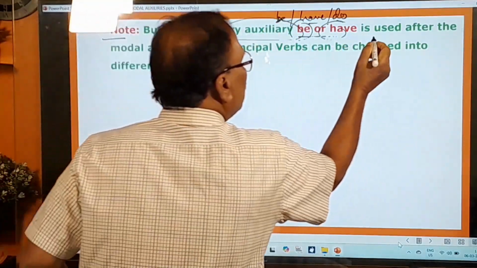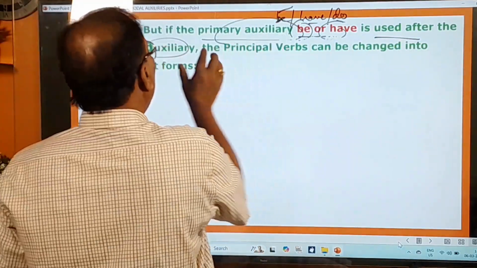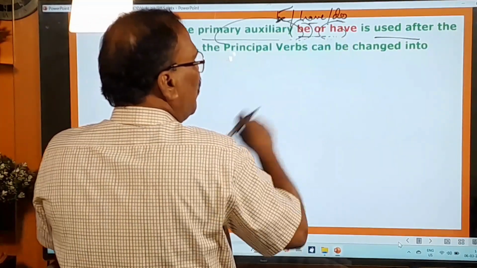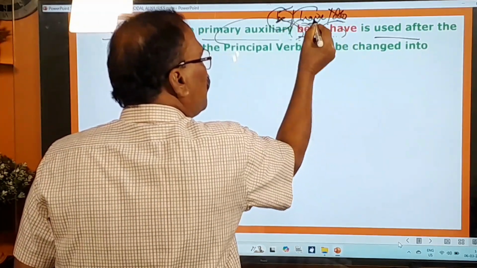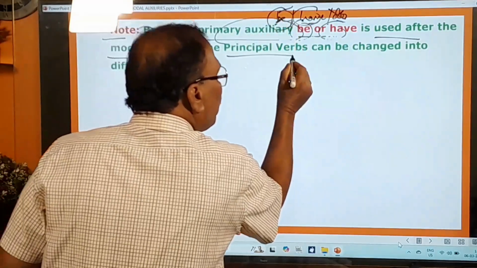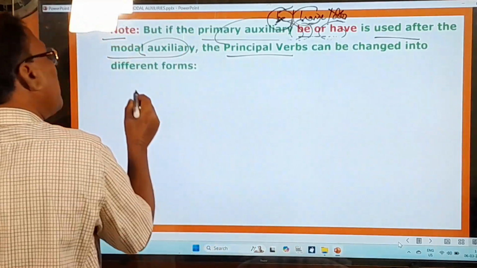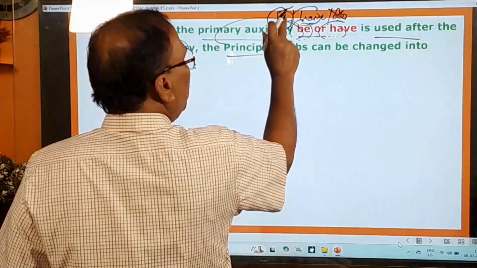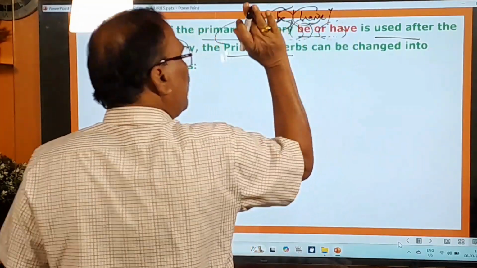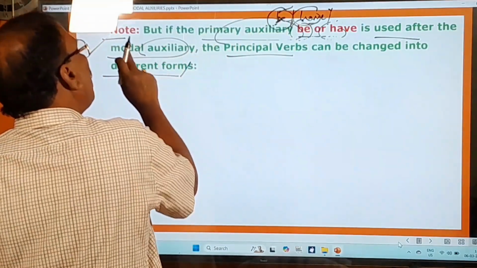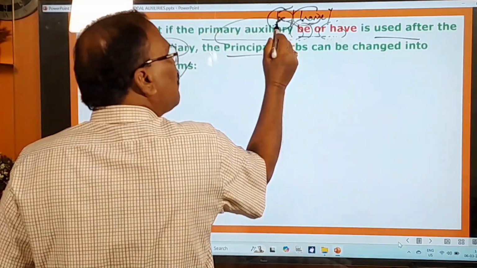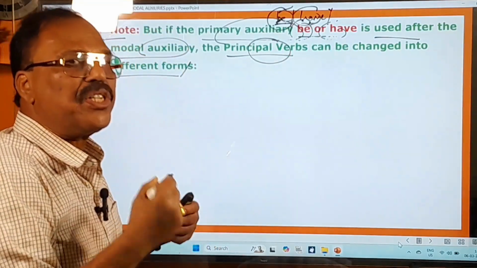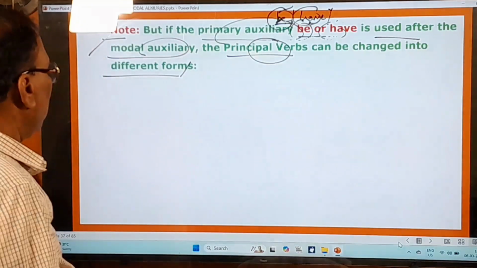So if the primary auxiliary is used after the modal auxiliary, if these modal auxiliaries are used with be form or have, okay, what happens? Not with this one, not with this one. If they are used with these two primary auxiliaries, then the principal verb, that means the main verb, can be changed into different forms. This point you have to understand. So here primary auxiliaries means be, have, do, but here we are not concerned with this do. Okay, and here whenever the modal auxiliaries are used with these primary auxiliaries like be and have, this main verb or the principal verb can be changed into different forms. How? Let us look at the examples.